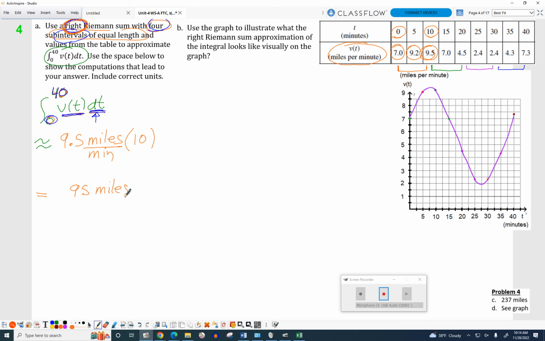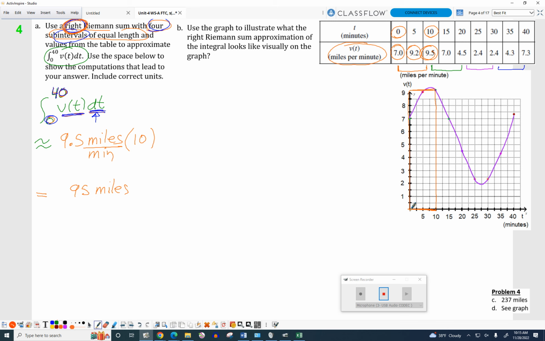We draw a picture of that. We'd say, okay, we've got our first 10 minutes. And now the rectangular height is based on the right side of the subinterval. The 95 is definitely too high. Definitely an overestimate. Question? Piece of cake.